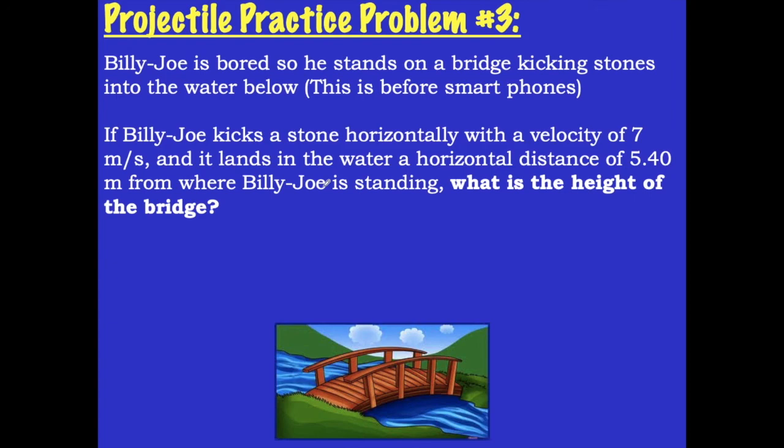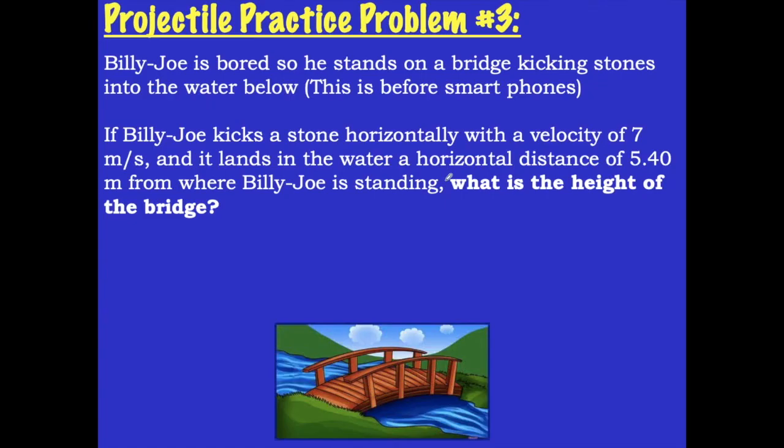But it says if Billy Joe kicks a stone horizontally with a velocity of 7 meters per second, and it lands in the water a horizontal distance of 5.4 meters from where he was standing, what is the height of the bridge? And go ahead again, we're going to do given, want, equation. Try to draw a picture. This would be probably pretty helpful. And then label your givens on the picture. And then we'll come back when you're ready to go through the solution. So go ahead and hit pause and try it out.